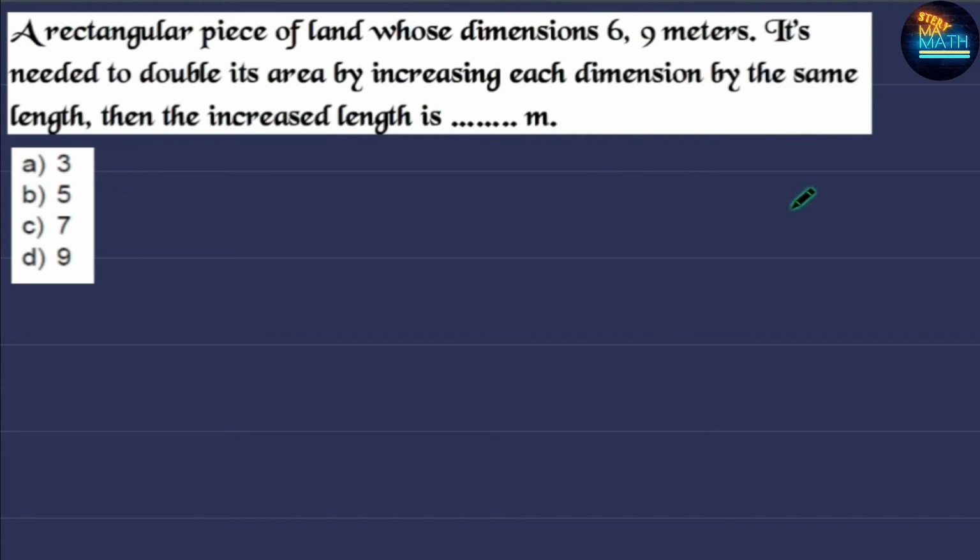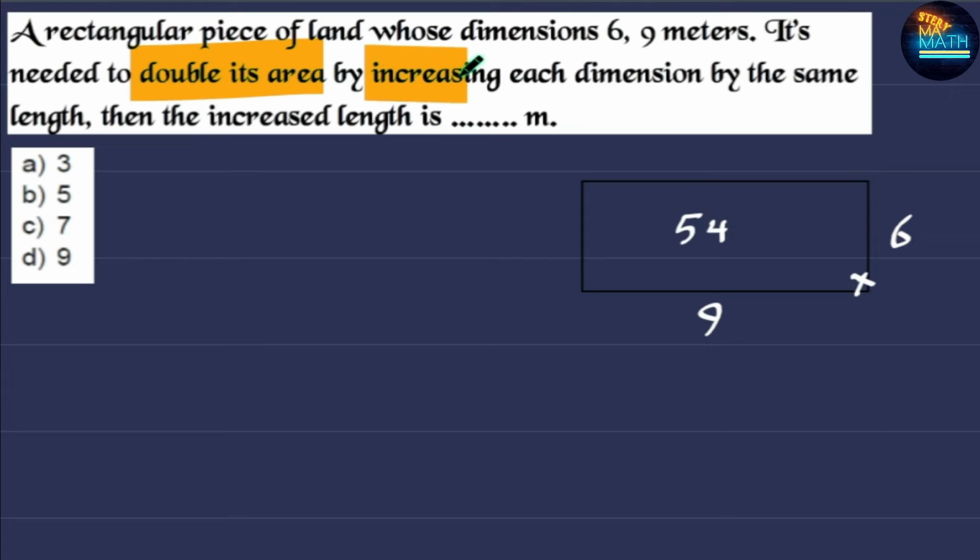Alright, so we have a rectangle here, and the dimensions are 9 and 6. And the area, of course, is equal to 54. The area means the multiplication of the dimensions. And then he said that it's needed to double its area by increasing each dimension by the same length.